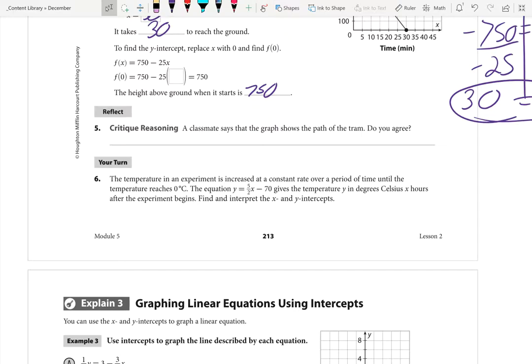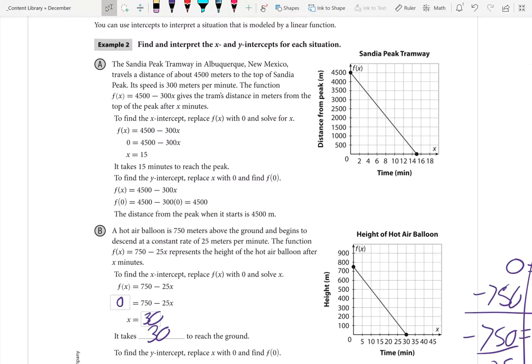Okay. Number 5, a classmate says the graph shows the path of the tram. Do you agree? So back to example A. This is not the path of the tram. Okay, it's not a visual representation of the tram. It's essentially just claiming its distance.